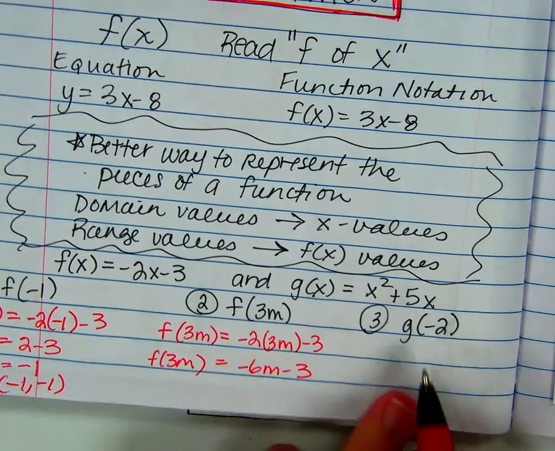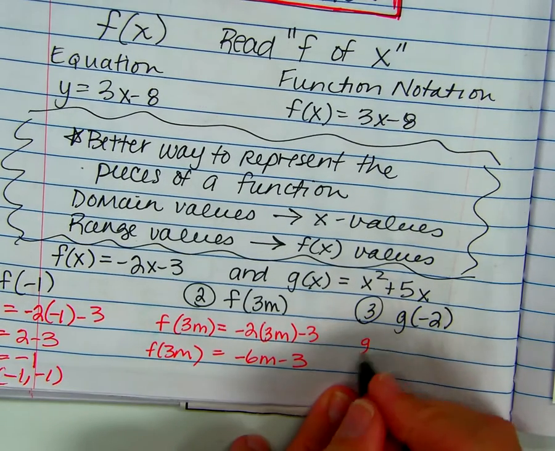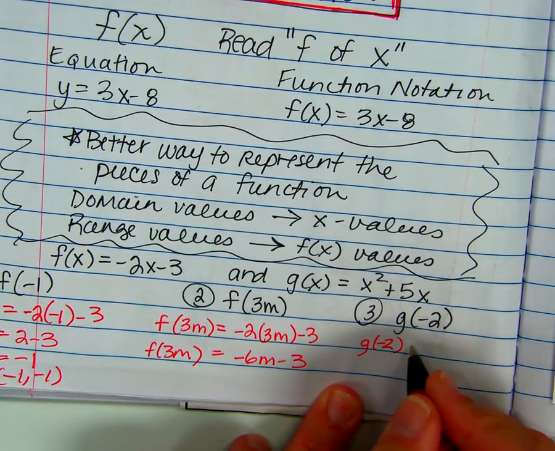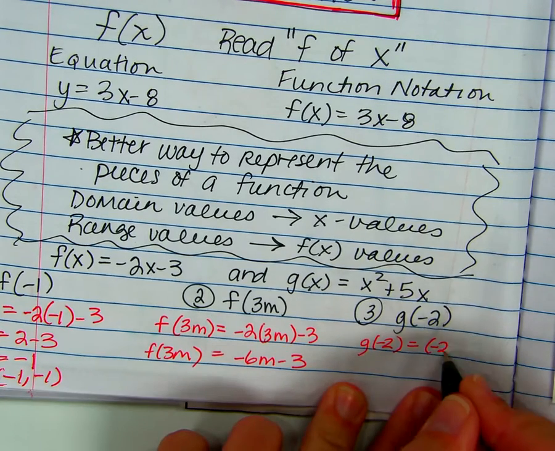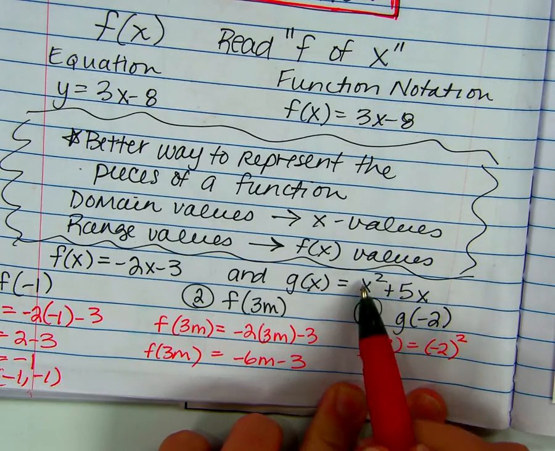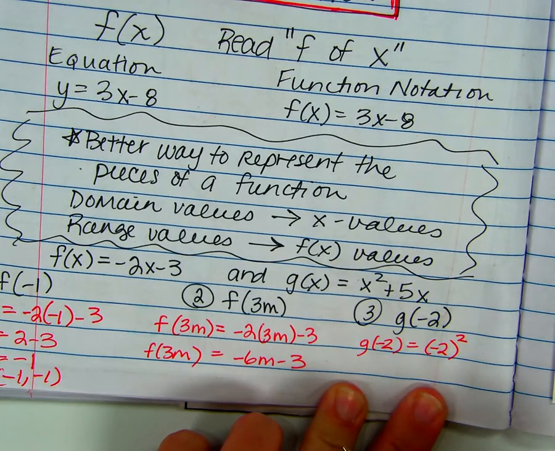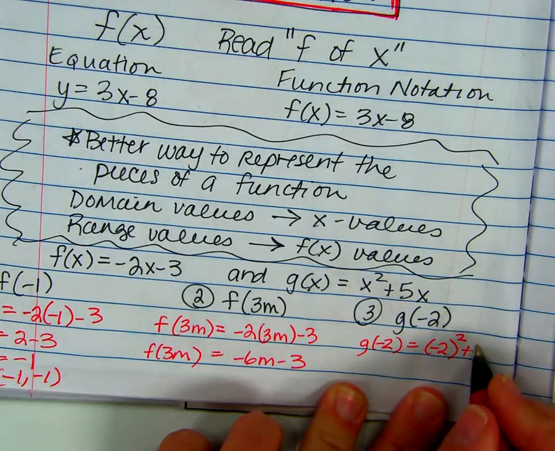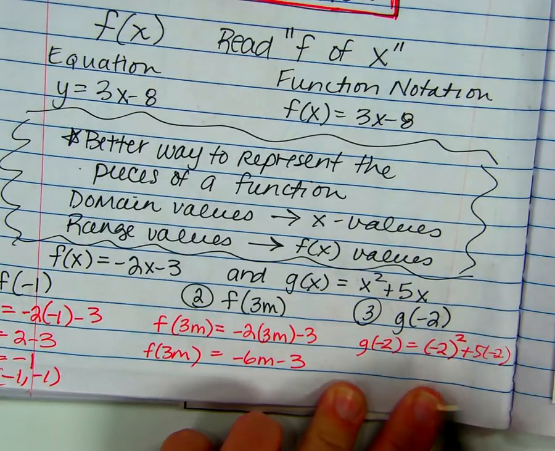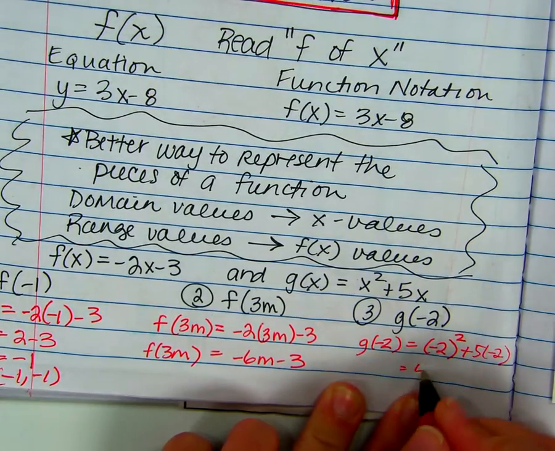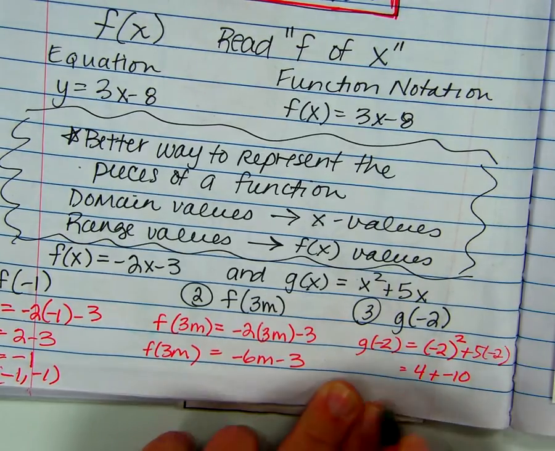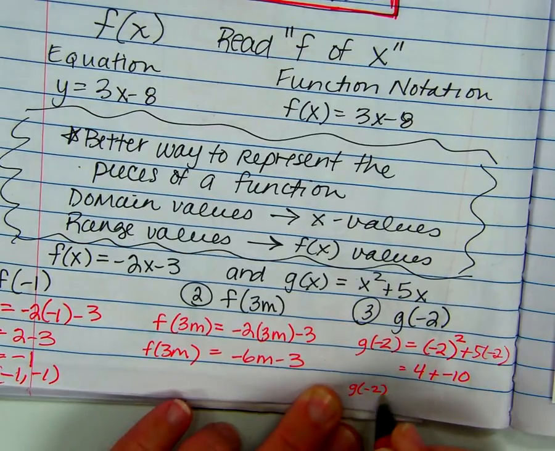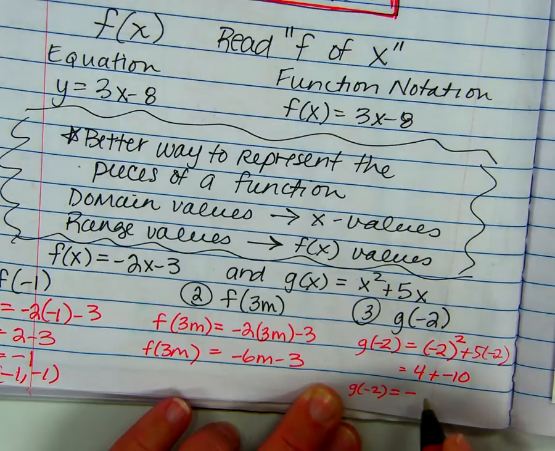Let's practice with g of x. g of -2. Okay, so everywhere I see x, I'm going to plug in -2. And I've got to be careful here. I would put it in parentheses because we've talked about this before, right? -2 squared is +4. 5 times -2 is -10. So I get g of -2 is equal to -6. Is that right?